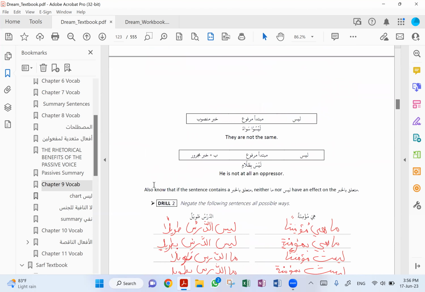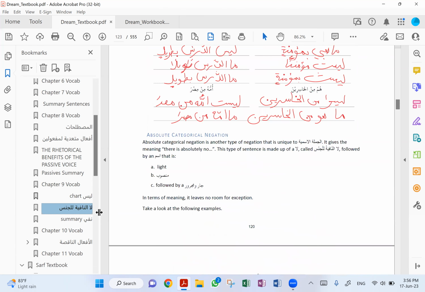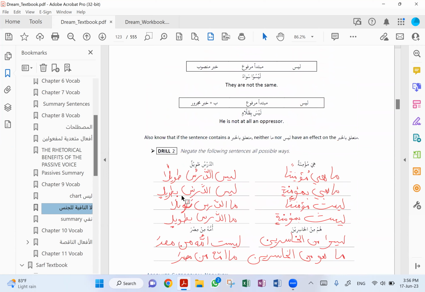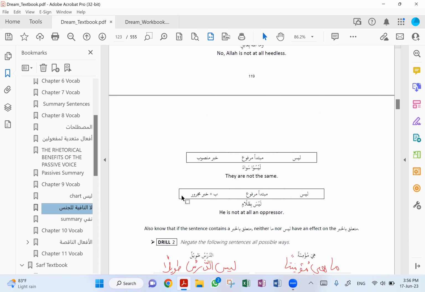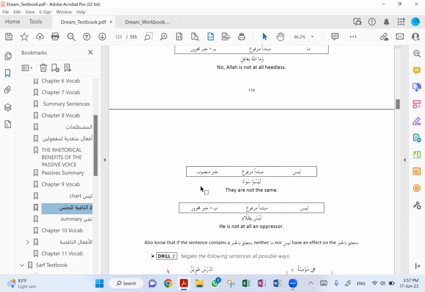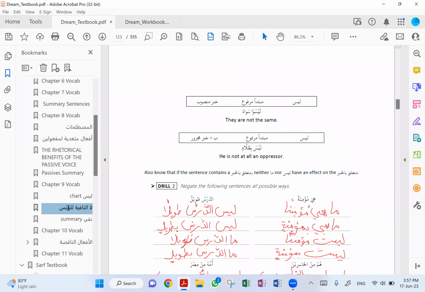Don't know if there's any question on Laysa. So I'm just going to go to La Nafiya lil Jins. For ma, we have to mention the doer, and for Laysa, the doer is inside the Laysa itself. Or if it's an outside doer, then of course we'll mention the outside doer.